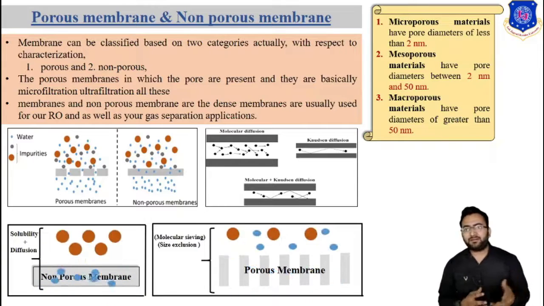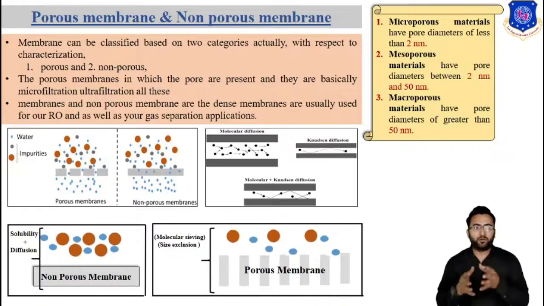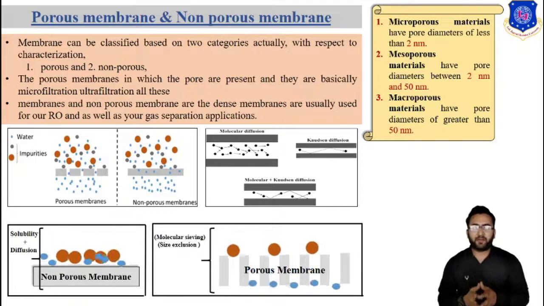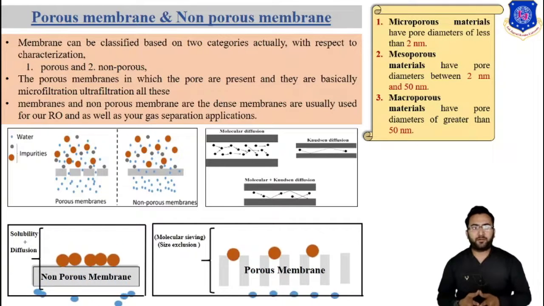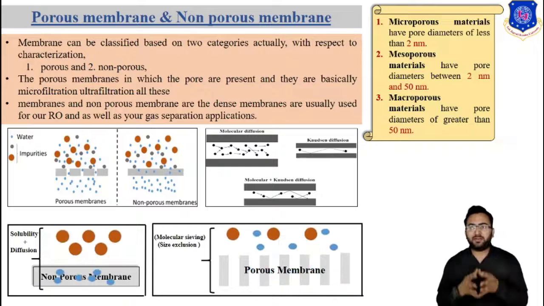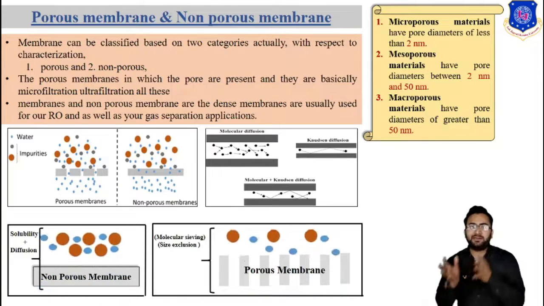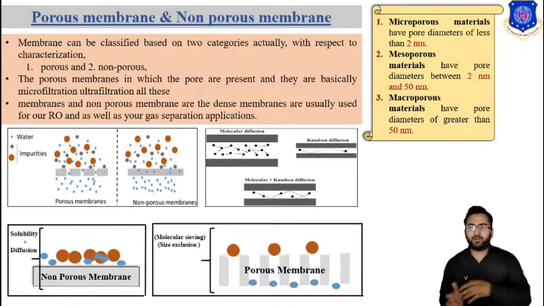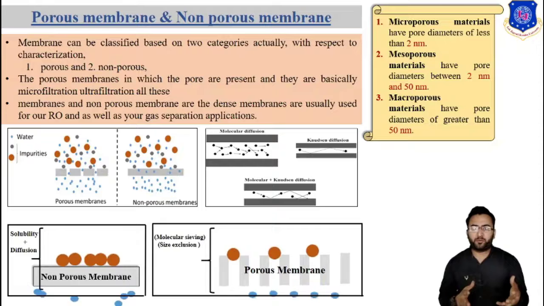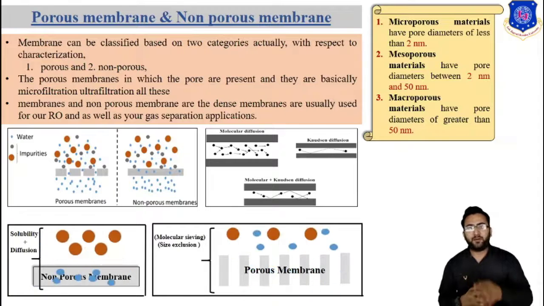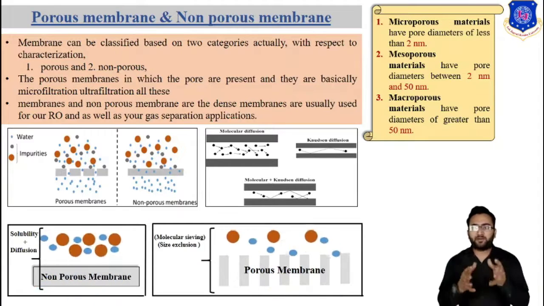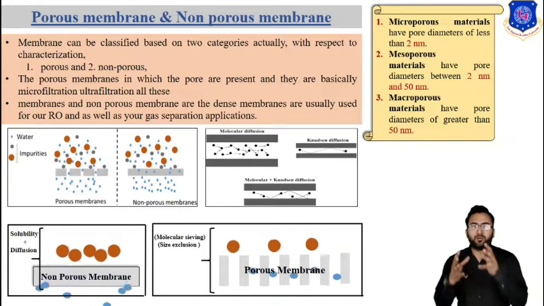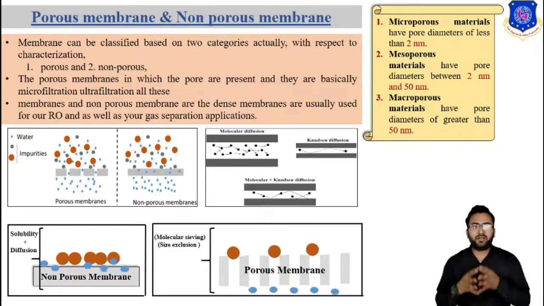But now let us look into the porous membrane. In a porous membrane, two distinct transport mechanisms can be identified. One is molecular sieving, which is basically size exclusion, so penetration happens based on size. You can see the cylindrical pores shown here. Particles which are larger than the pore size are retained on the surface of the membrane, whereas those which are smaller than the pore size permeate through the membrane.